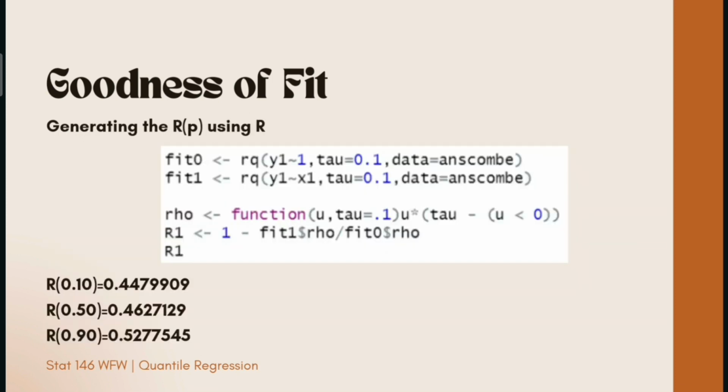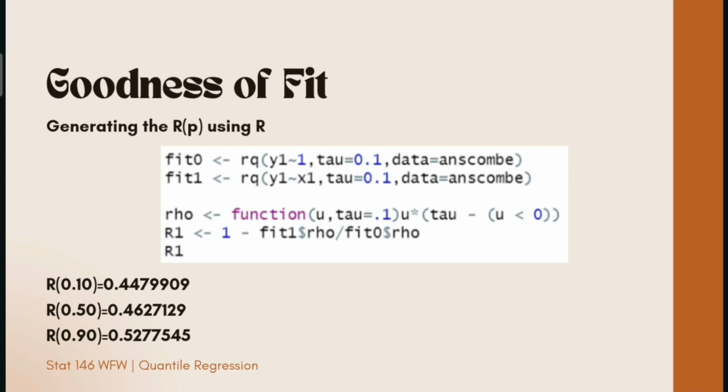To generate the pseudo R squared in R, we will be using the following codes. Here we compute for the pseudo R squareds of the 0.10, 0.50th, and 0.90th quantiles of the Anscombe dataset that we used in our first example. For the 0.10 quantile, we got 0.44799909, which means that at 0.10 quantile, 44.80% of the variability in the y sub 1 can be explained by the x sub 1.